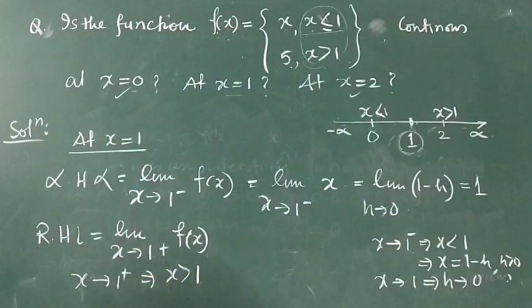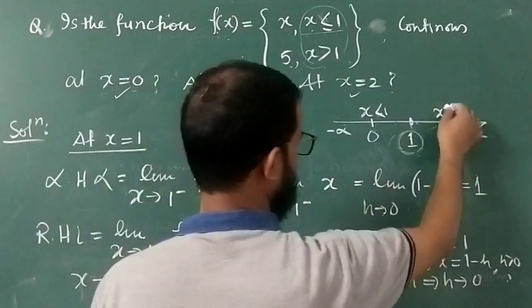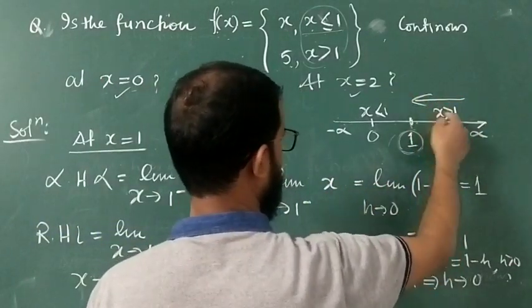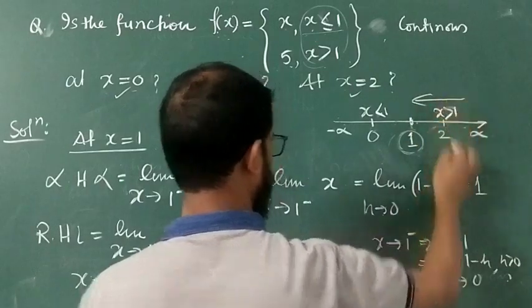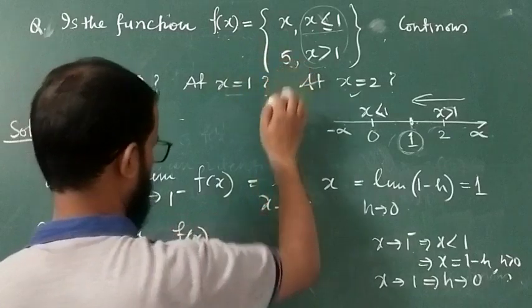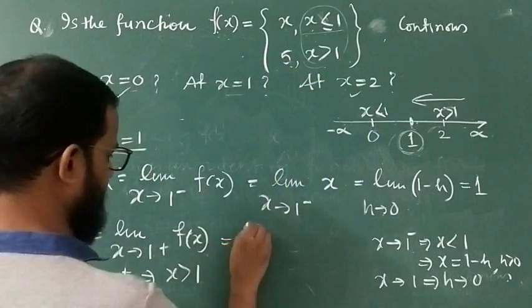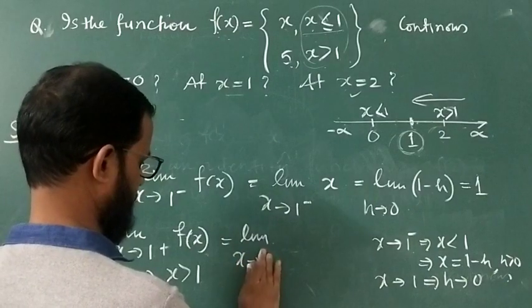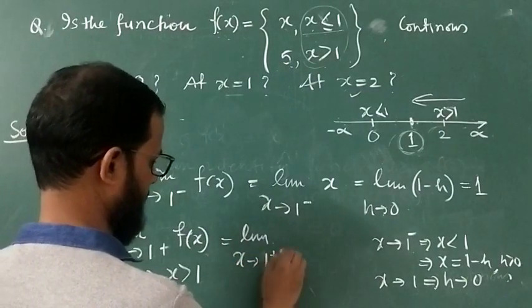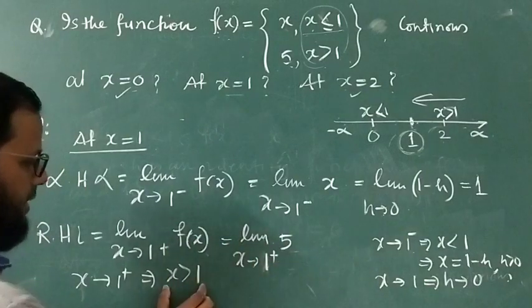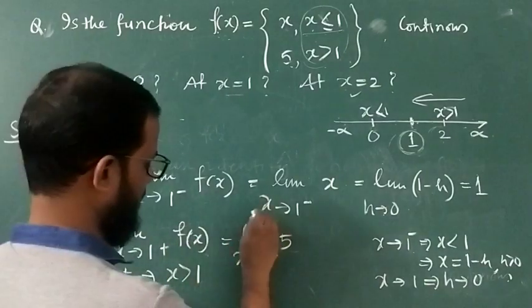X is greater than 1, because x approaches 1 from the right. So x is greater than 1 means f(x) is equal to 5. So you can write the limit as x tends to 1 plus of f(x) equals 5, because f(x) is replaced by 5 under the condition that x is greater than 1.